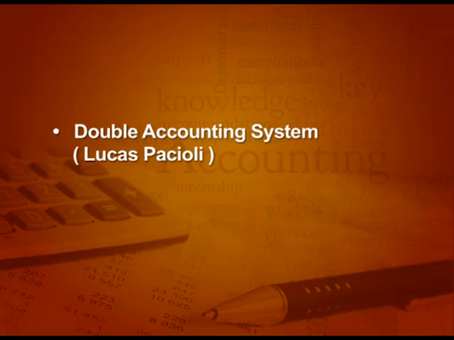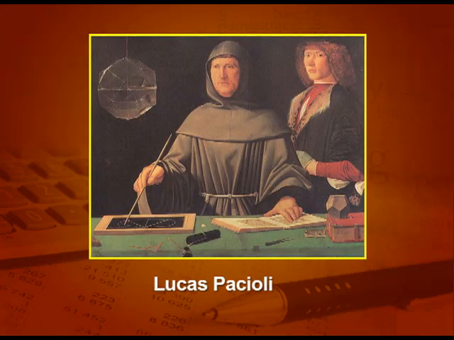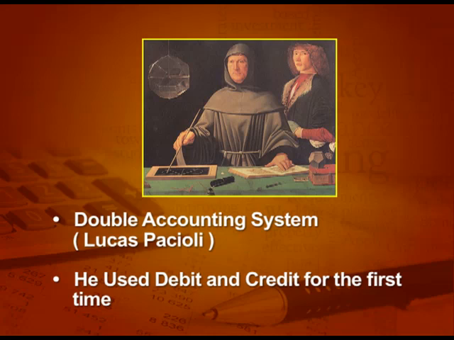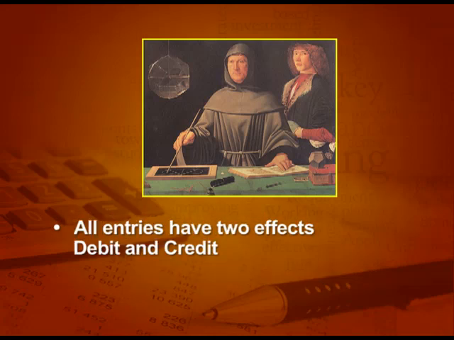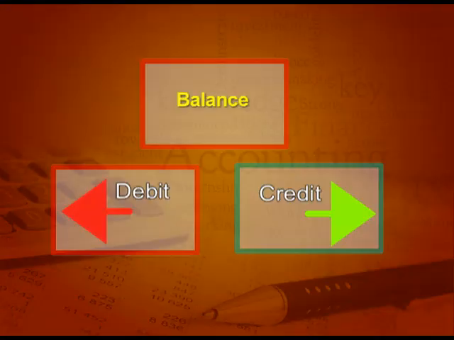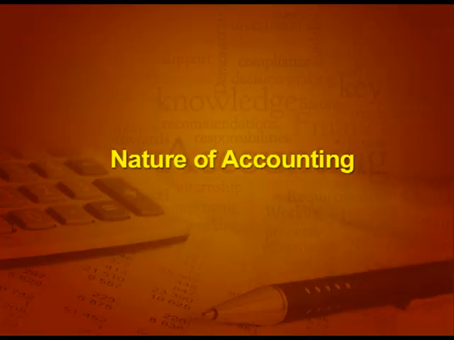And the double entry system was introduced for the first time by Luca Pacioli. He was the father of the double entry system, who started debit and credit. He used the words debit and credit for the first time. He told us all entries will have two effects, one debit and one credit, and after we do debit and credit, then we have to balance it and see what is the net effect, whether it is debit or credit. As you can see in this chart, debit, credit, and then we have to balance it to get the net balance, whether it is debit or credit, and then we have to take it to the trial balance, which will come in the later chapters.